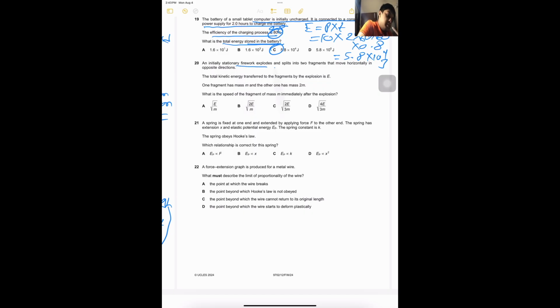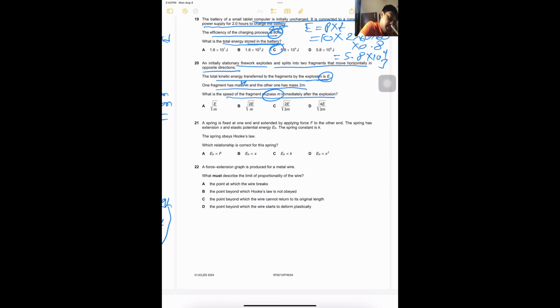The initially stationary firework explodes and splits into two fragments that move horizontally in opposite directions. The total kinetic energy transferred to the fragments by the explosion is E, and one fragment has mass m and the other one has mass 2m. What is the speed of the fragment of mass m immediately after the explosion? So mass m's speed.